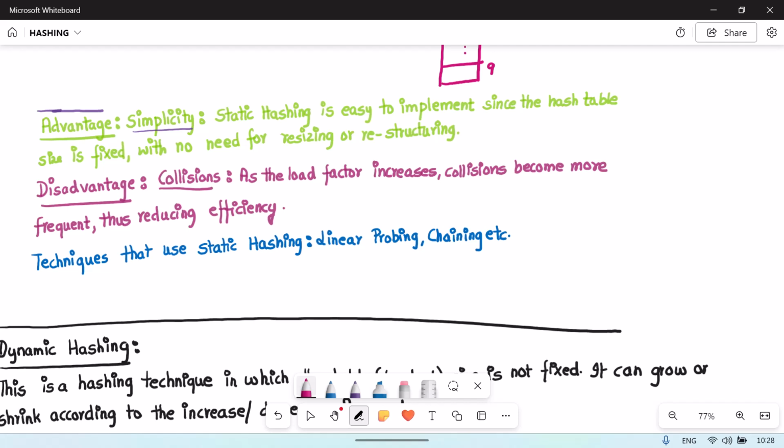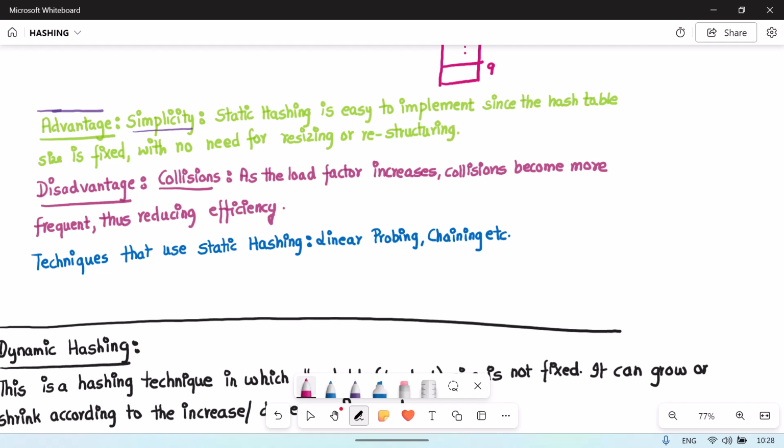See the statement, static hashing is easy to implement since the hash table size is fixed with no need for resizing or restructuring. You know that in case of static hashing, the hash table size remains constant. So because of that, you need not worry about resizing or restructuring the hash table. This is comparatively simple. Now, what do you mean by restructuring? In other hashing techniques, we will have to restructure. In the case of static hashing, you need not worry about that. So if they ask you about the advantage, you tell that in case of static hashing, simplicity is one of the advantages.